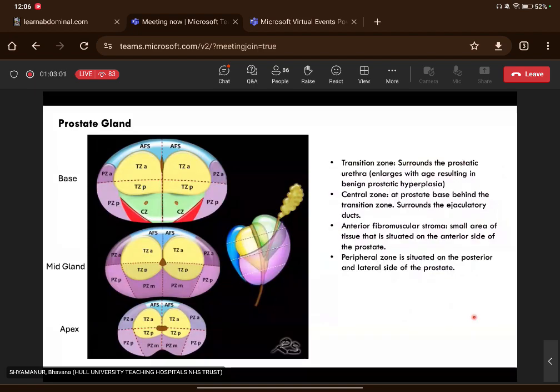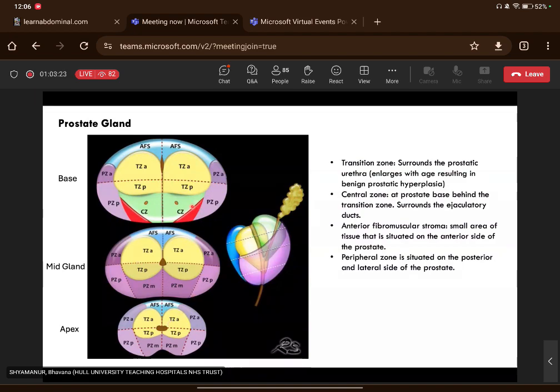We'll be looking at anatomy at the base, at the mid-gland, and at the apex. And just here's another diagram that goes through the zones again, but from top to bottom in axial slices. So as you can see, the yellow part, the transition zone, does take up quite a large part of the prostate, and the peripheral zone curves around it.